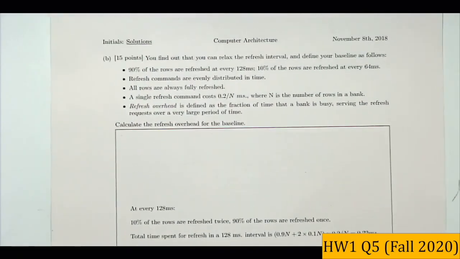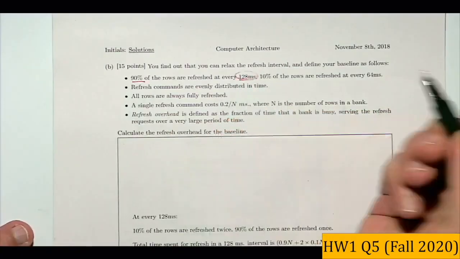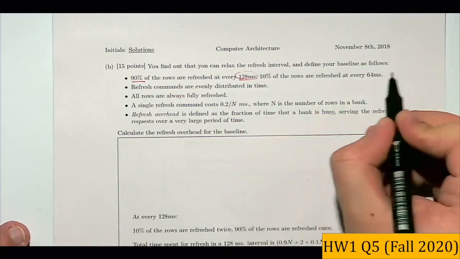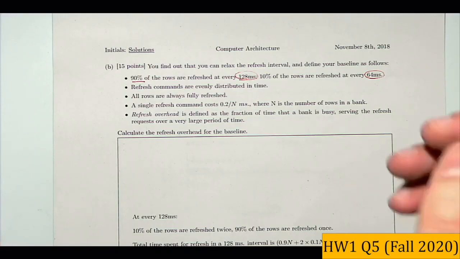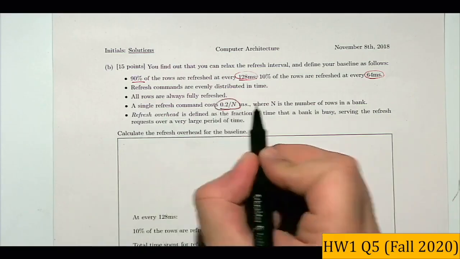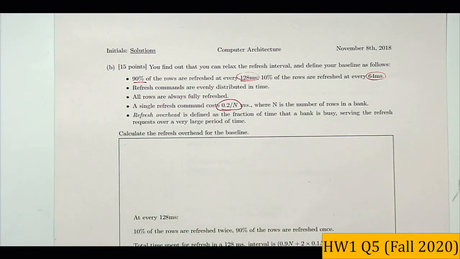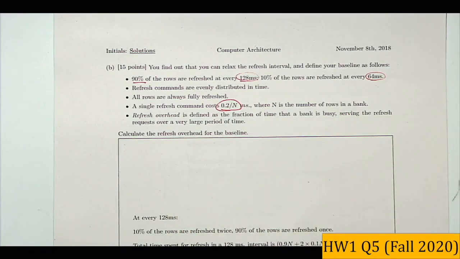In our baseline, we see that 90% of the rows can be refreshed every 128 milliseconds, and 10% of the rows can be refreshed at 64 milliseconds, right? So here we want to compute the refresh overhead of the baseline where we don't have any partial refreshes. Here I have the value for a single refresh command, where n is the number of rows in a bank. So refreshing the whole bank is going to take 0.2 milliseconds, right?